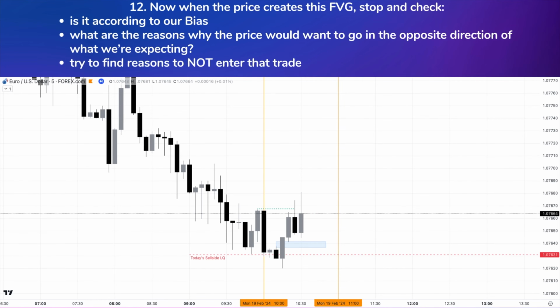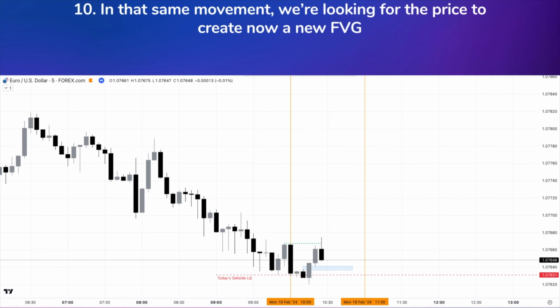Step number 12. Now, when the price creates this fair value gap, we're going to stop and check. So the price here has indeed created a fair value gap, but that fair value gap is finding itself before the price takes out that high. And so maybe this could be a good time for us guys to go on a lower time frame to see if we want to enter the trade from there.